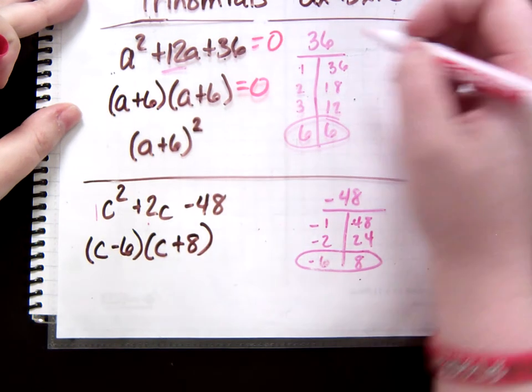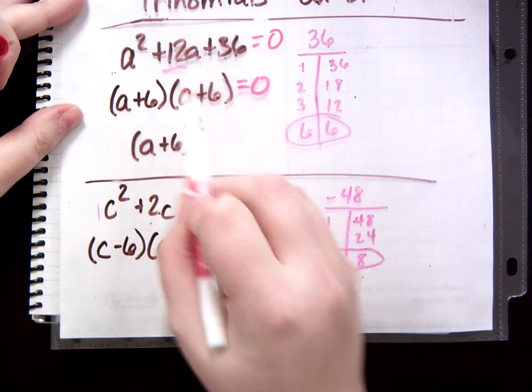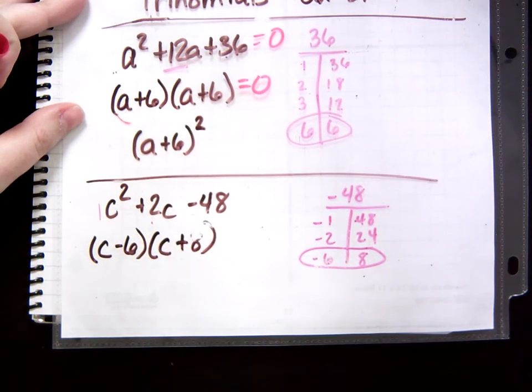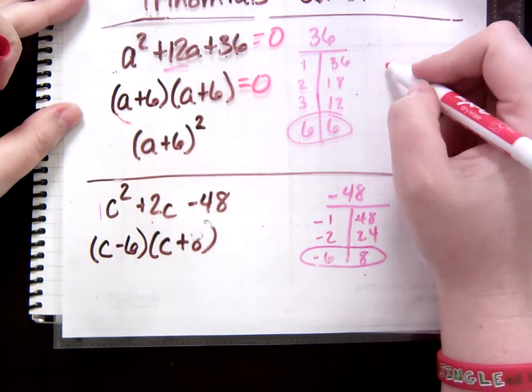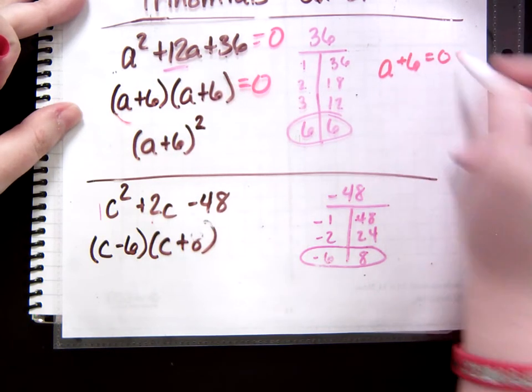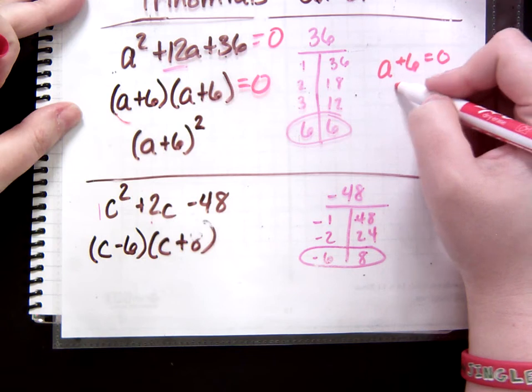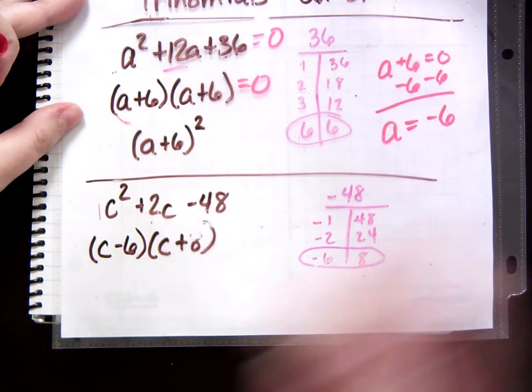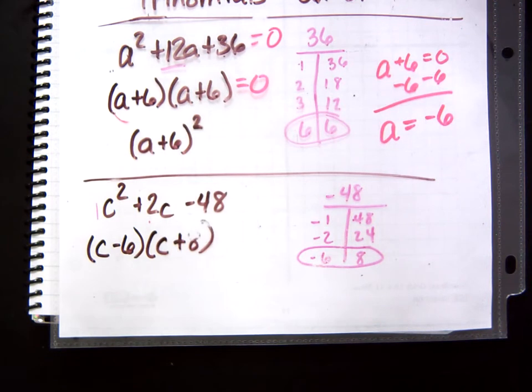Now, because we're multiplying these, if even one of these factors is equal to 0, the whole thing becomes equal to 0. So what I'm going to do is take a plus 6, I'm sorry, a plus 6, set it equal to 0, and solve for a. If I were to plug in a negative 6 into this equation, I'm going to get a 0, and that's the solution to the equation.